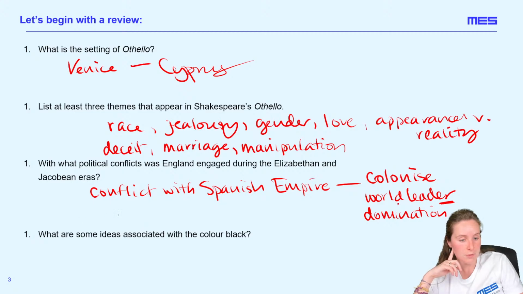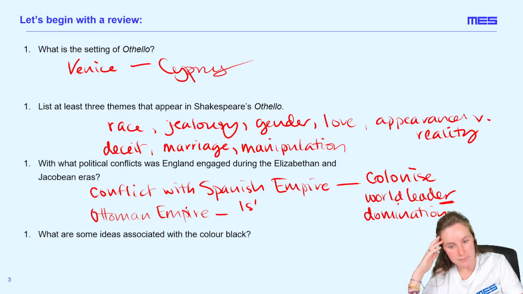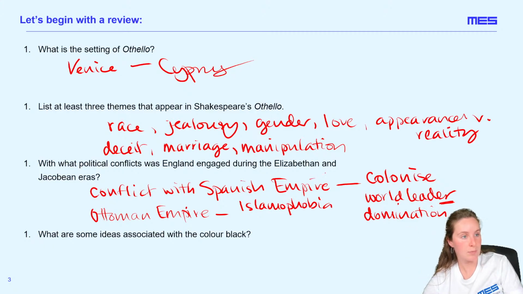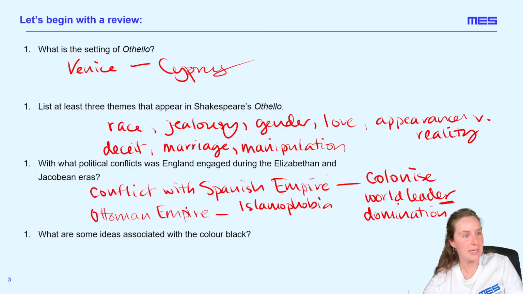There was also a conflict with the Ottoman Empire. So Spain, English people would have been particularly prejudiced against the Spanish. There would have been lots of propaganda against the Spanish, but the Ottoman Empire particularly would have incited ire because they were also not the same religion. Though Spain was Catholic and England was Protestant, and those were definitely in conflict at the time.